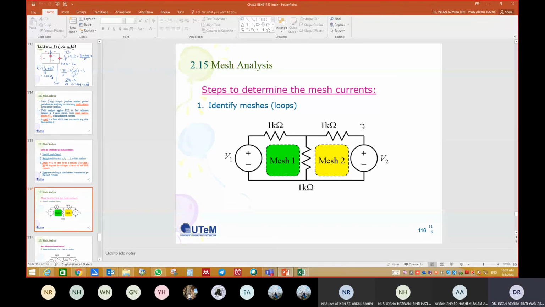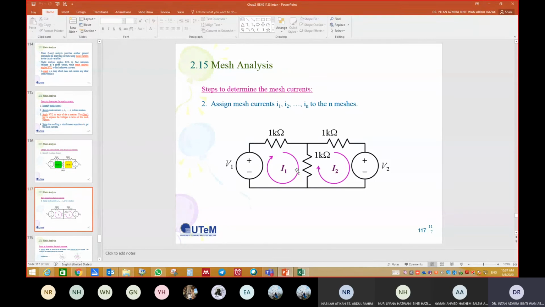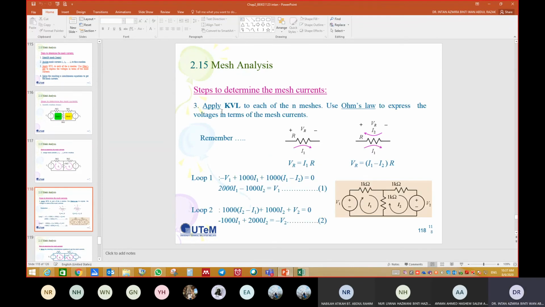Okay, let's say this is the circuit. The first step is to identify loops. We have two loops here, so we name them loop 1 and loop 2. Draw the flow of current, draw the arrow of current clockwise. Okay, name them I1 and I2. The third step is to apply KVL in each loop. Remember, and then use Ohm's law to express the voltages.